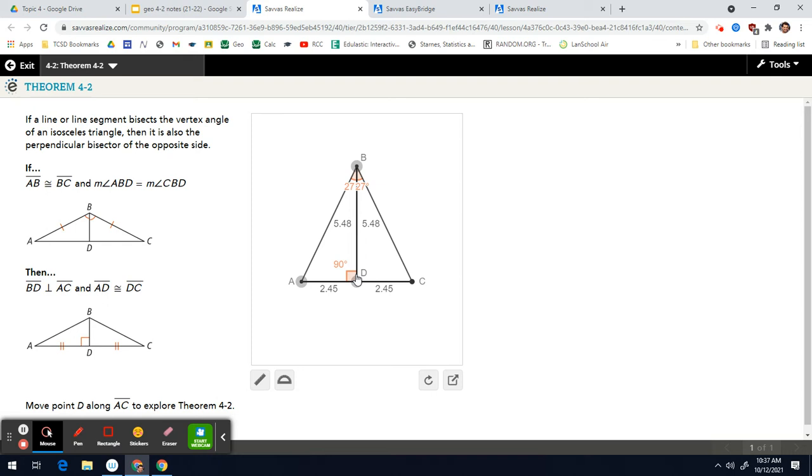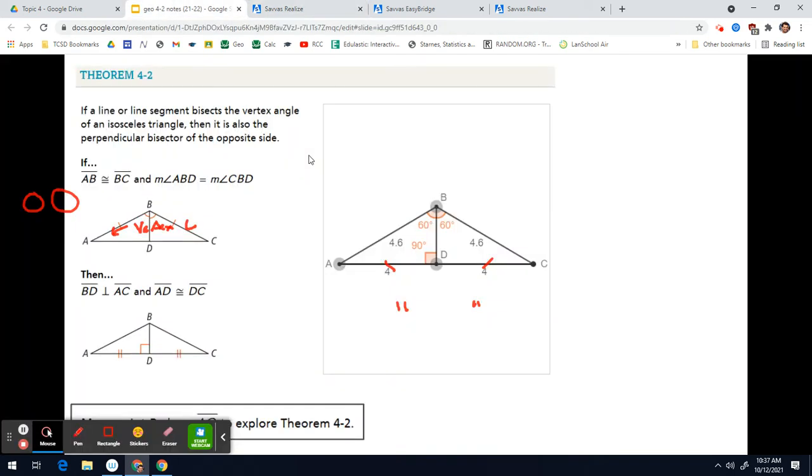It's very nice. So basically, the isosceles triangle, if you split it down the middle, it creates two equal right triangles, right? That's the idea. All right, cool. So let's use this in a problem.